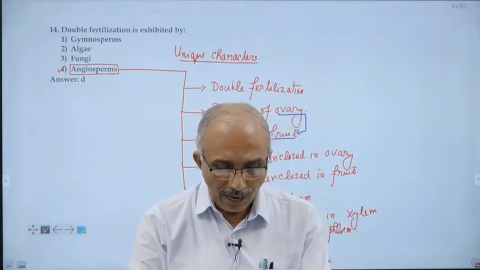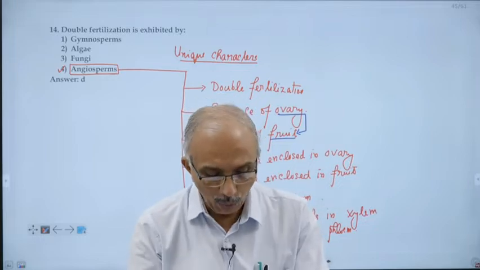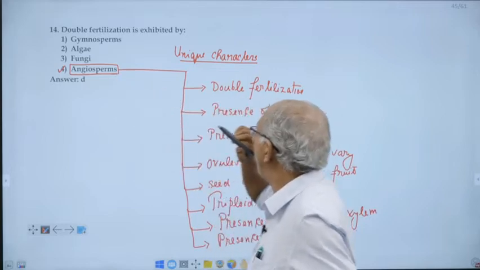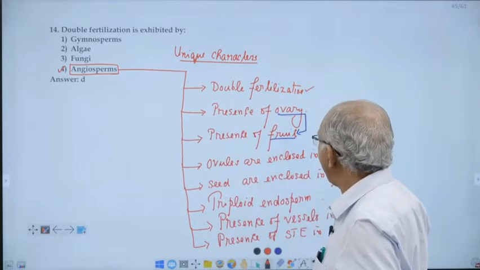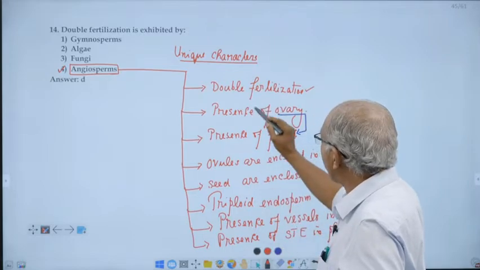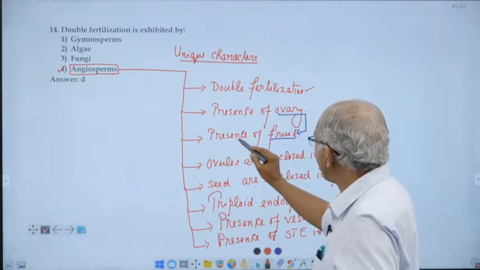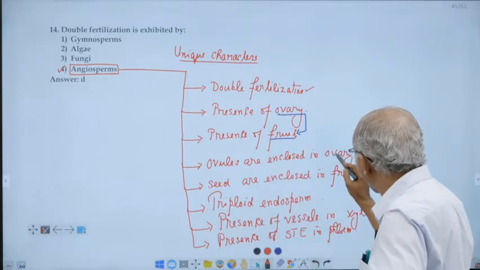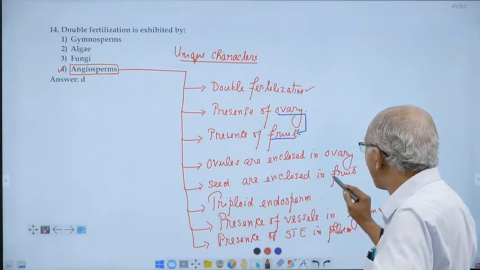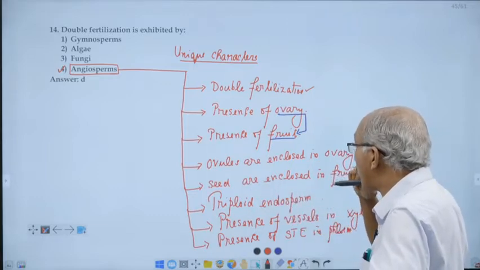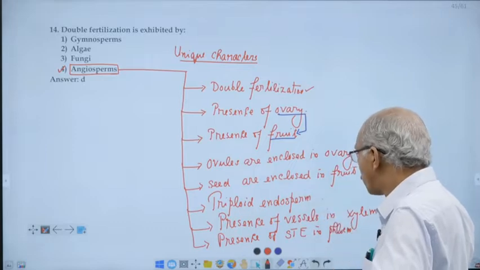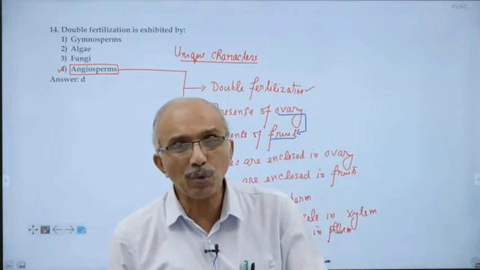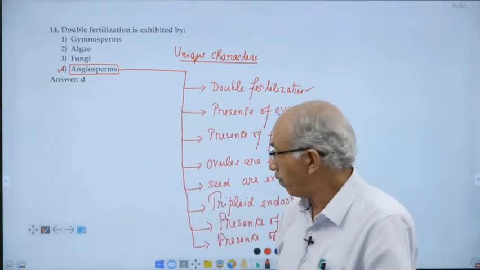Now, coming to the question, here the question is angiosperm. That means the first character is the answer. Others are also unique: presence of ovary, presence of fruit, ovary develops into fruit, ovules are enclosed in ovary, seeds are enclosed in fruit, that means seeds are not naked. Triploid endosperm. Presence of vessels in xylem. Presence of sieve tube elements in phloem.